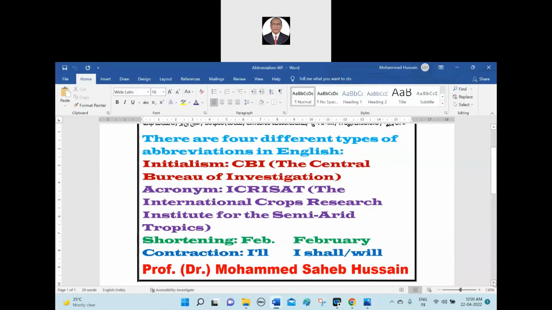And the shortening I told you now: February, if you write FEB like CAP, that is a shortening, which is also an abbreviation. And contraction, like I shall. So how many types of abbreviations have you now understood? There are 4. What are they? There are 4, Prof: initialism, acronym, shortening, contraction.